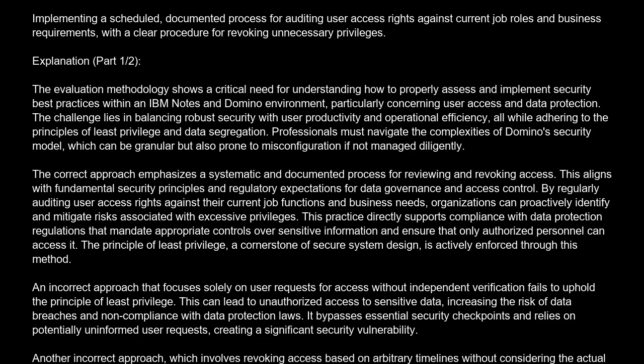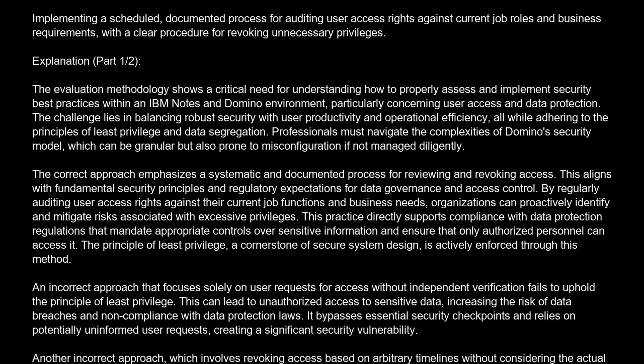The challenge lies in balancing robust security with user productivity and operational efficiency, all while adhering to the principles of least privilege and data segregation. Professionals must navigate the complexities of Domino's security model, which can be granular, but also prone to misconfiguration if not managed diligently. The correct approach emphasizes a systematic and documented process for reviewing and revoking access. This aligns with fundamental security principles and regulatory expectations for data governance and access control.